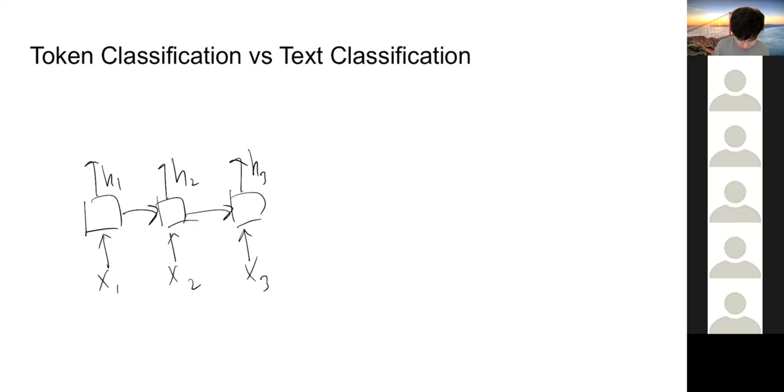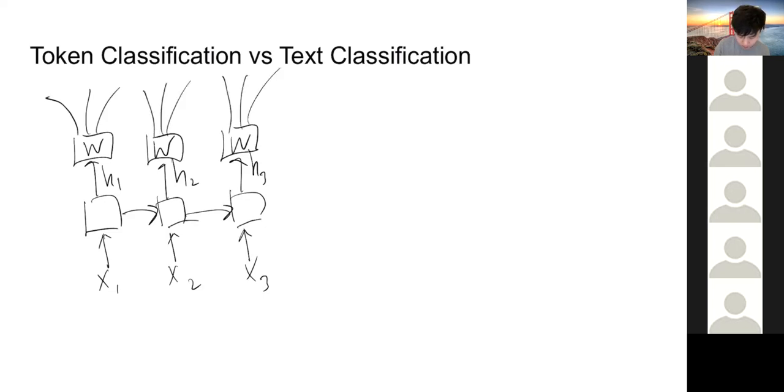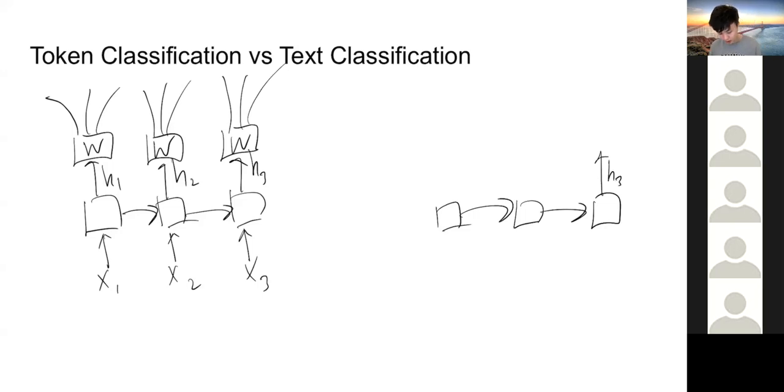Usually that goes through some weights to obtain logits for different categories per token. This is quite different from text classification, which oftentimes uses the last hidden state, or you can average it. In the assignment, I'm asking you to actually average H1, 2, 3. So I can probably show you that here.